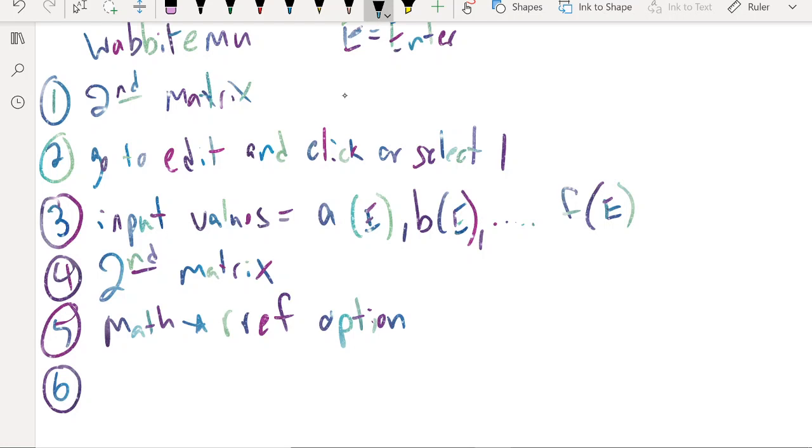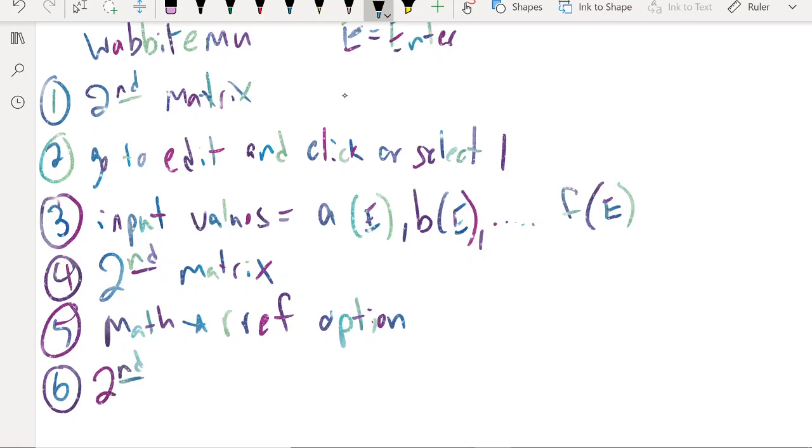And then what happens is you click on it. So I'm going to click on it. And then you type in the matrix. It's got a little open parenthesis and a closed parenthesis in there. So then you go second matrix again.